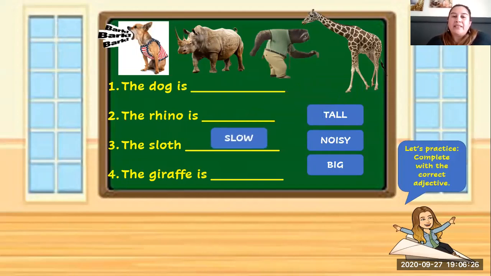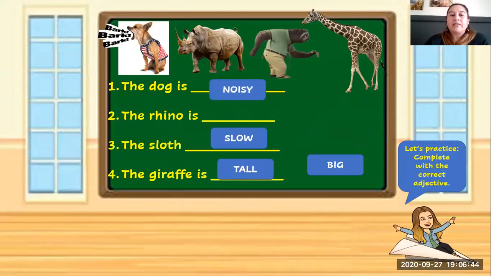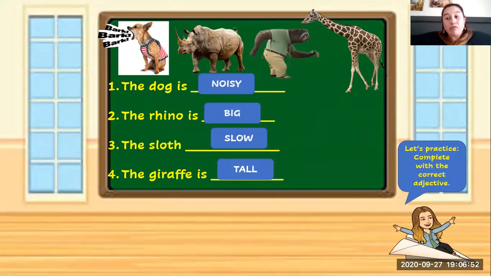We have the sloth is slow. El perezoso es lento. Now, tall, the giraffe is tall. La jirafa es muy grande, muy alta. The dog is noisy. El perro es ruidoso, está ladrando mucho. Wah, wah, bar, bar. And the rhino is big. El rinoceronte es muy grande. Very good.